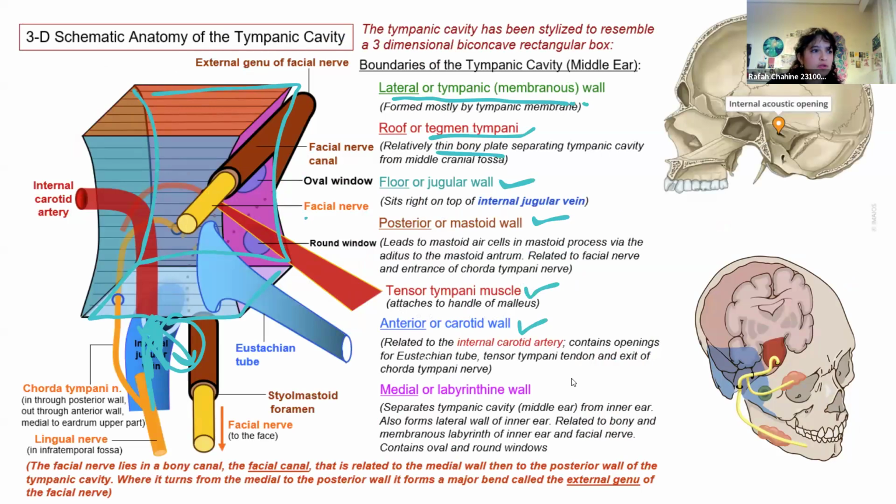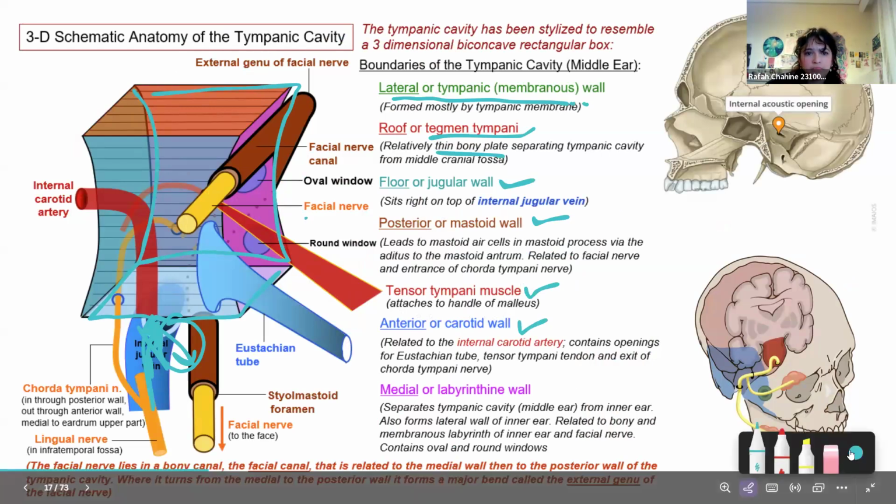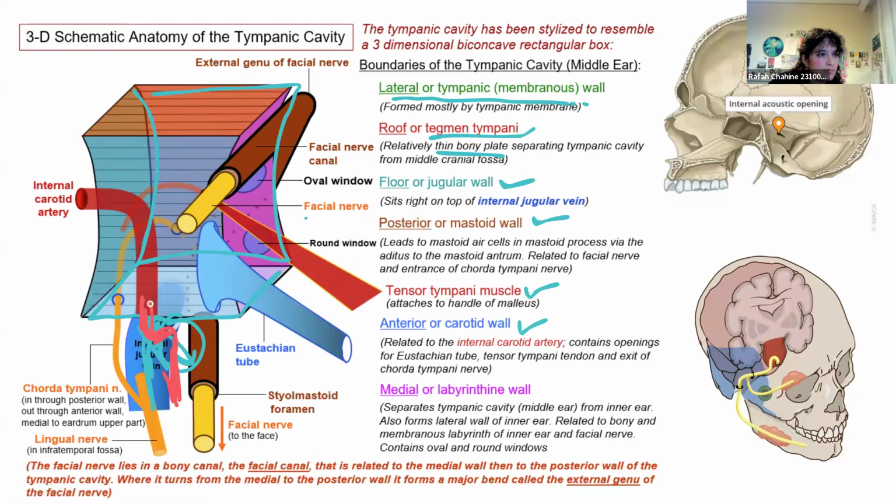For the anterior or the carotid wall, let's switch threads because it's an artery. Okay, so for the anterior or the internal carotid or the carotid wall, basically the internal carotid will usually accompany the internal jugular vein. It will go below, okay, and then it will come back up. And it will lie over the anterior wall of the middle ear cavity, or the front of it, which is this section over here. Okay.